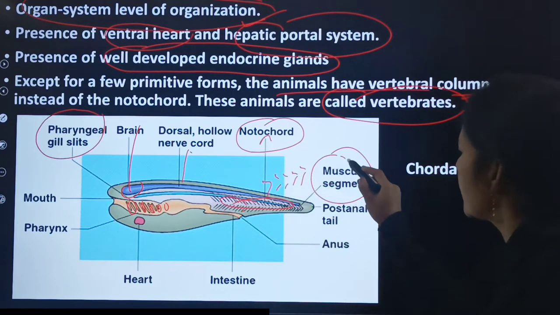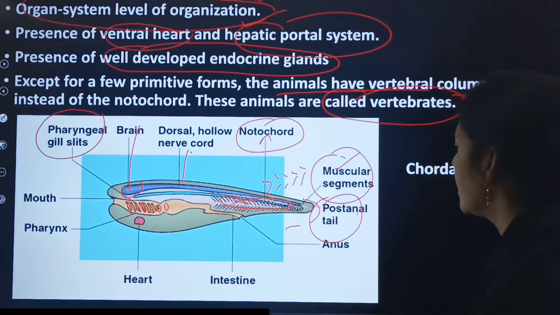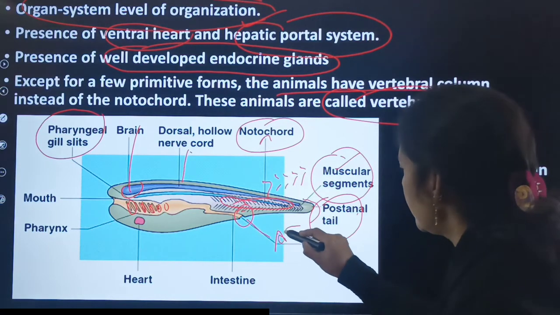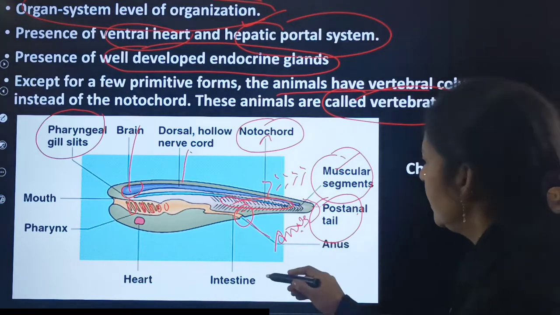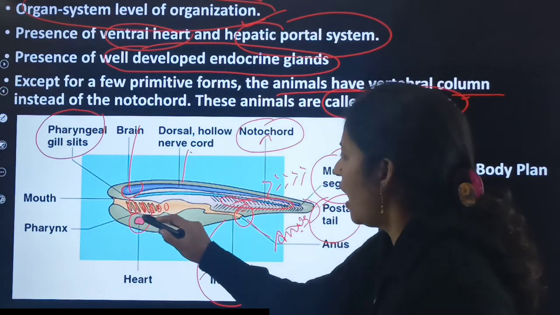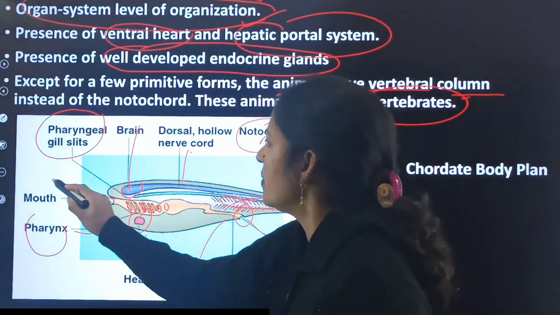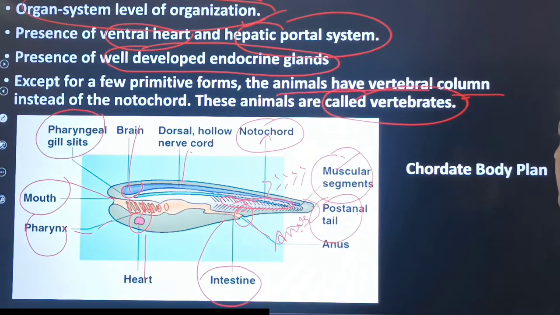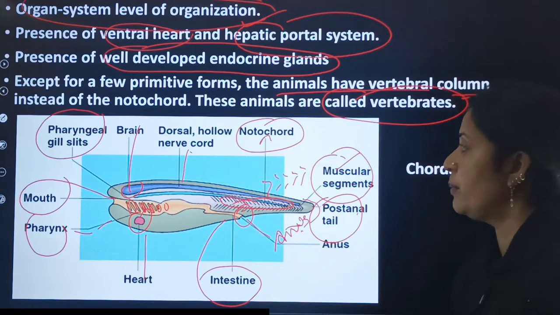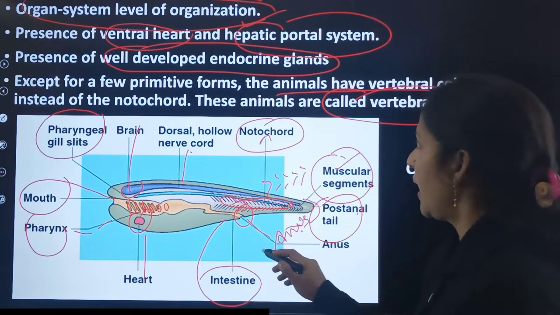These are the muscular segments. And here this is the post anal tail, and this is the anus. Here, this is the intestine, this is the heart, this is the pharynx and this is the mouth. So this is the chordate body plan, showing the various organs present in it.